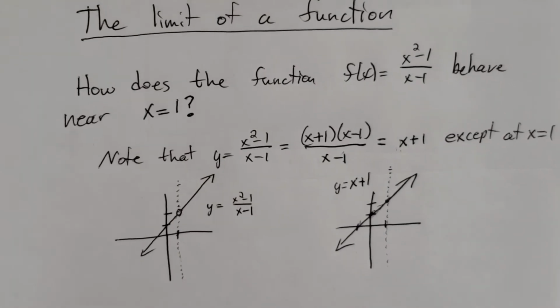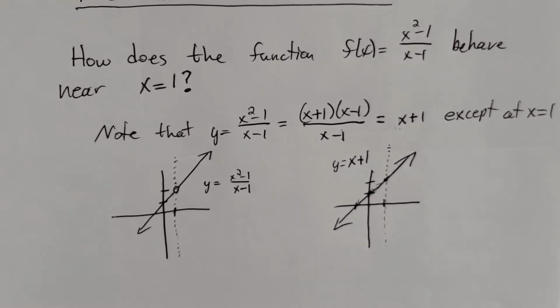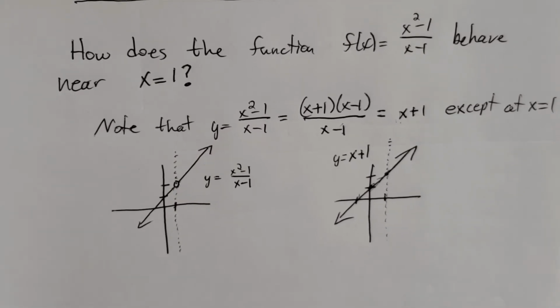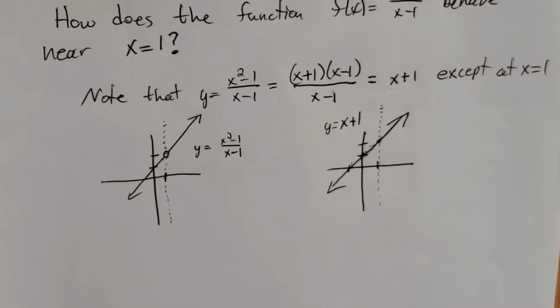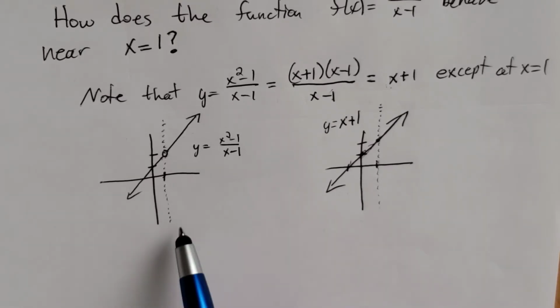So we say then that the limit as x approaches 1 of this function is 2, but I will write that out a little bit more formally in just a moment. So really, the idea of a limit is to ask what the function approaches as x approaches some value. And in this example, that was x approaches 1.